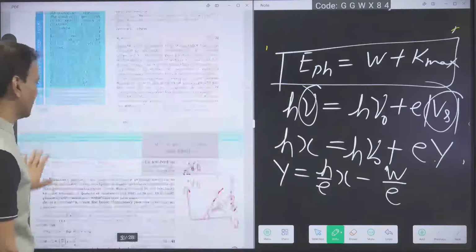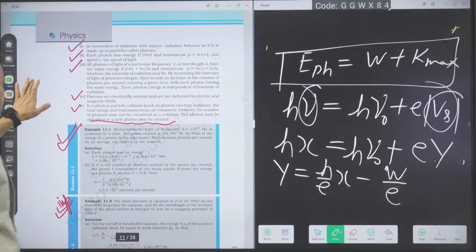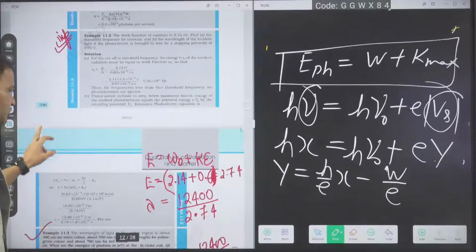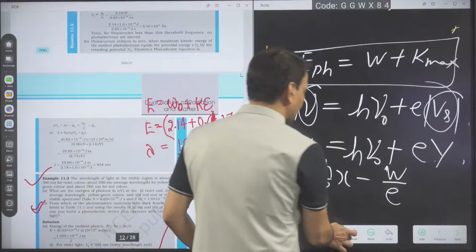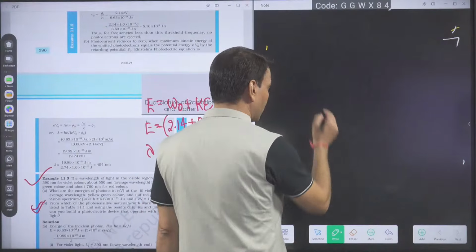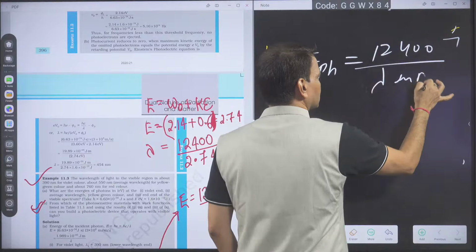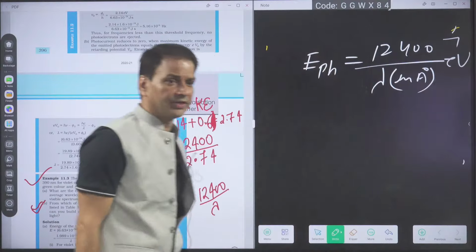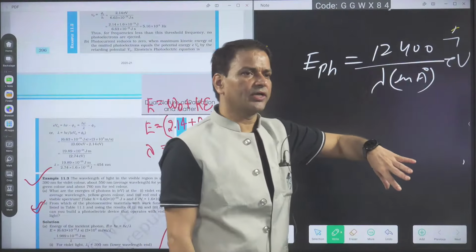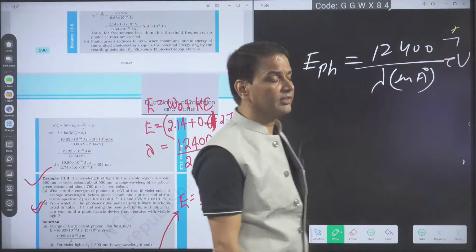This is the Einstein equation. Einstein equation questions you will already do. So this is directly based on the Einstein equation. One thing, for the energy of the photon, we are using the relation: if you know the wavelength in angstrom, the energy of the photon E_ph is equal to 12,400 upon lambda in angstrom. Then you will get the energy directly in eV. Everybody knows this formula. So if we don't want to calculate hc by lambda, we can calculate in eV directly as 12,400 upon lambda. Put lambda in angstrom, then you directly get the energy in eV. Okay.